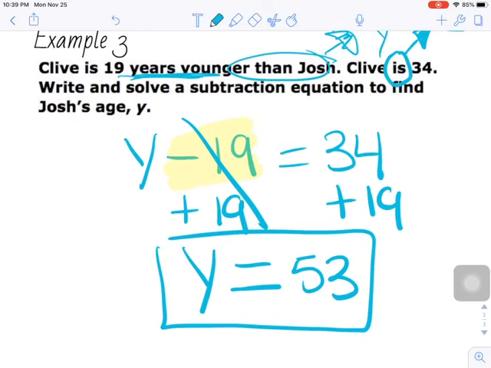Now, one mistake that I see some people do with these equations is they might try to subtract 34 instead of the 19. And you guys always want to undo the operation to what's connected to the variable. So it's always about what's connected to the variable because we're trying to isolate that variable. We're trying to get that variable by itself. So whatever is connected to the variable, that's the operation that you're going to be undoing.